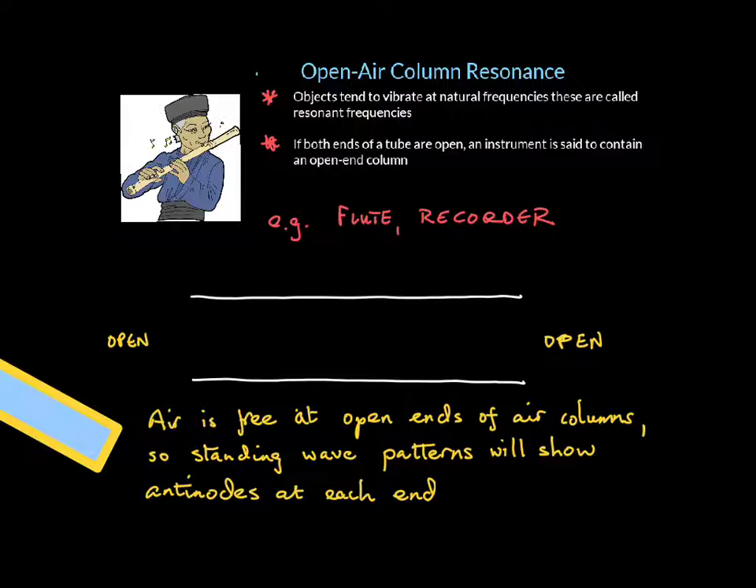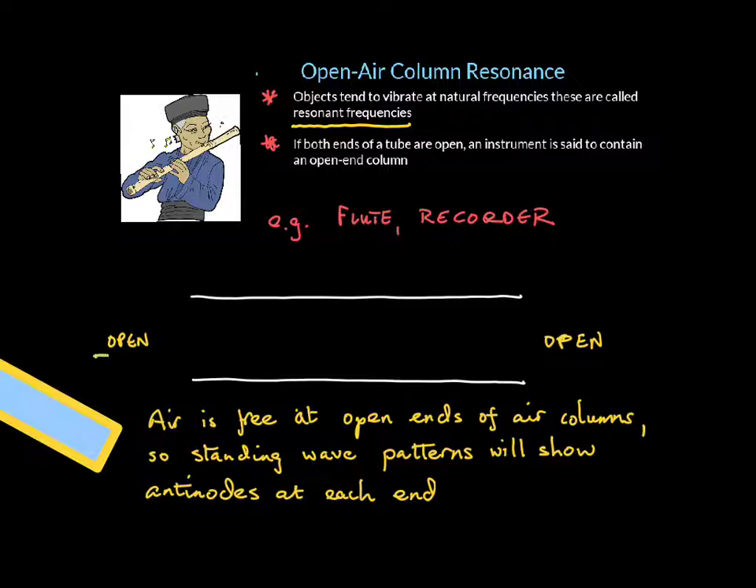So just some definitions to take care of. When we talk about open air column resonance, just to recap, objects tend to vibrate at natural frequencies, and these are called resonant frequencies or harmonic frequencies. If both ends of a tube are open, so we're talking about a musical instrument here, a musical instrument is said to contain an open end column. For example, a flute and a recorder.